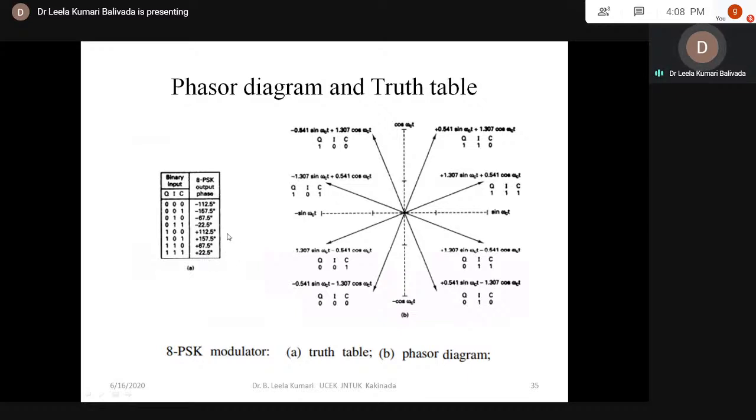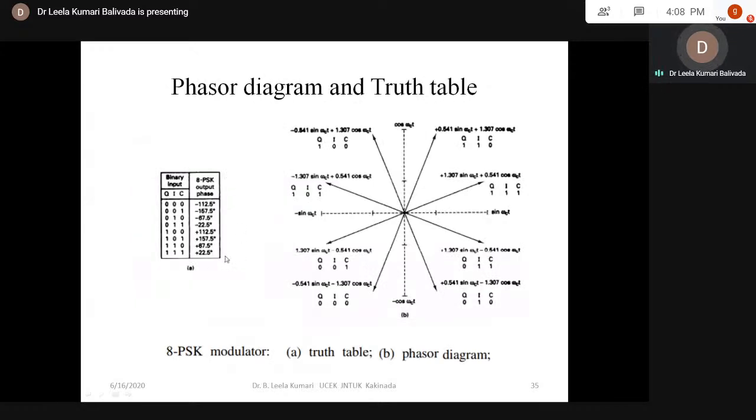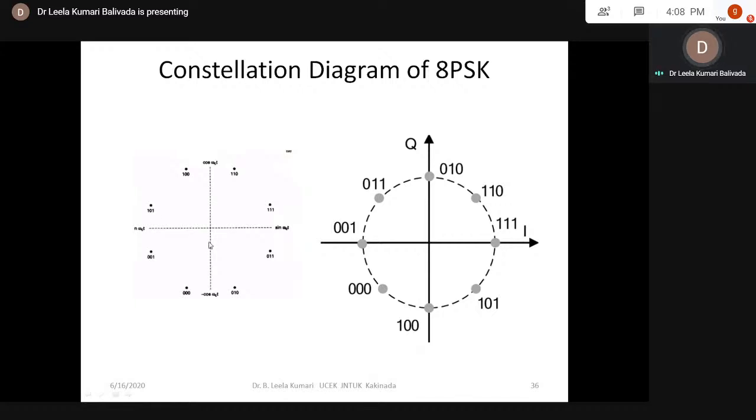So these are the 8 different phases to represent each of the signal conditions. This figure shows the phasor diagram, how all these tri-bits are represented by means of phasor notation. And this figure illustrates the constellation diagram of 8 PSK. 0, 0, 0 is at -112.5 degrees. So here we have the different phases, and all these phases we have just seen are represented on the constellation diagram.